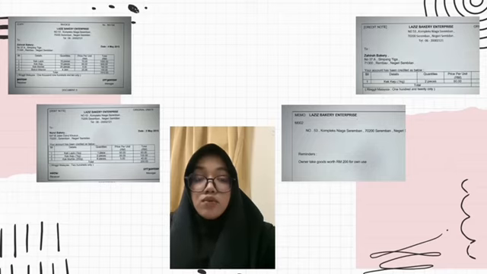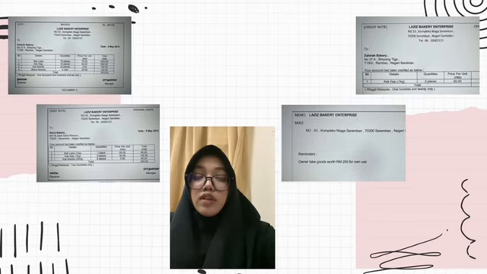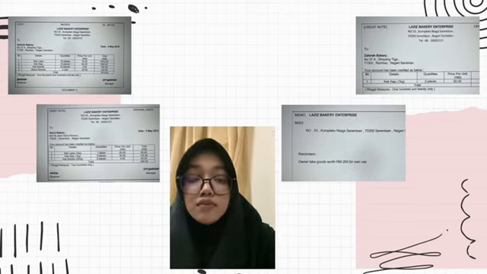Okay, I want to discuss credit note and debit note. Okay, first, the credit note. A credit note is issued by a seller to the buyer. It indicates that a certain amount has been credited to the buyer's account. This could be due to returned goods, overbilling, and discounts. Example, a credit note showing a return of goods.